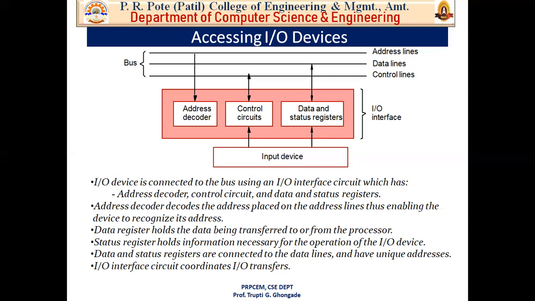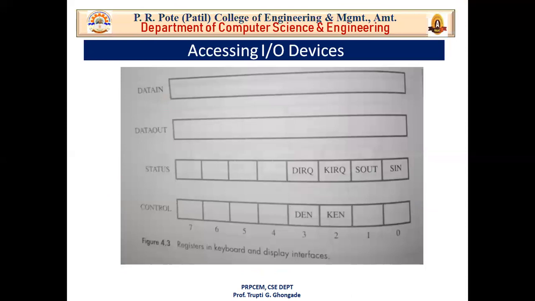Now let's understand it by using one example. Registers in keyboard and display interface. To review the basic concept, let us consider a simple example of IO operations involving keyboard and display devices in a computer system. Now there are 4 registers shown in this figure: data in, data out, status register, and control register.